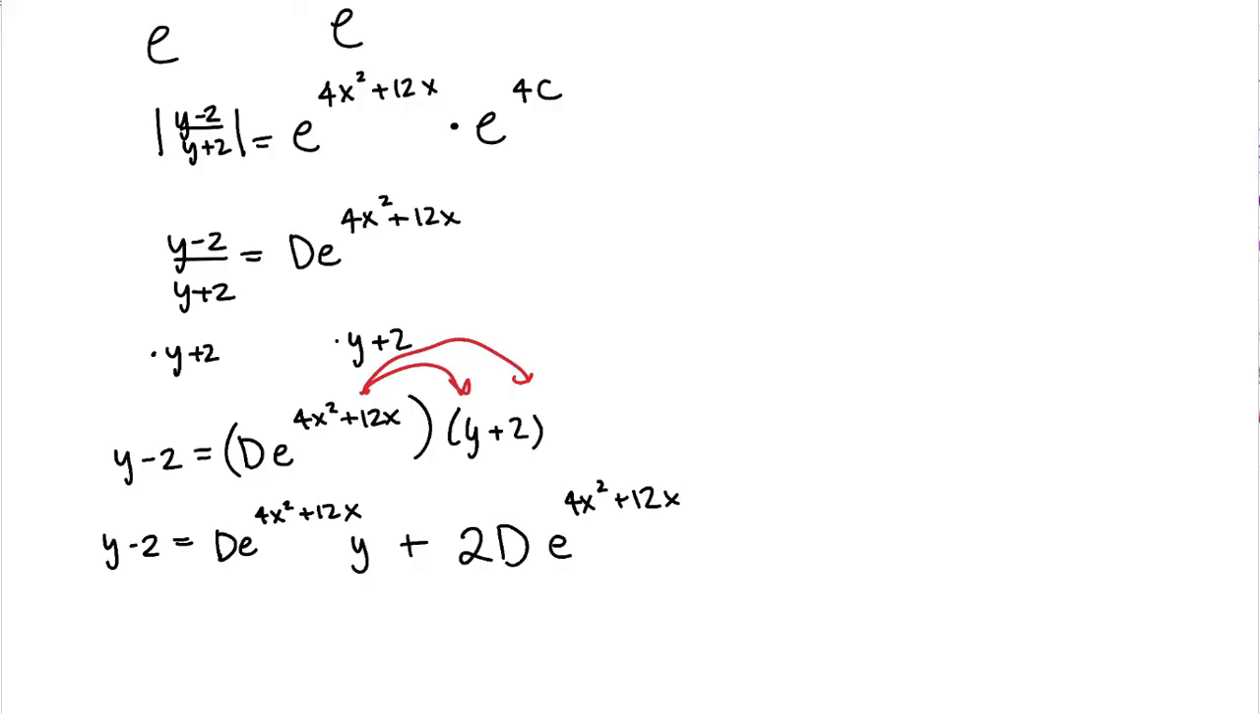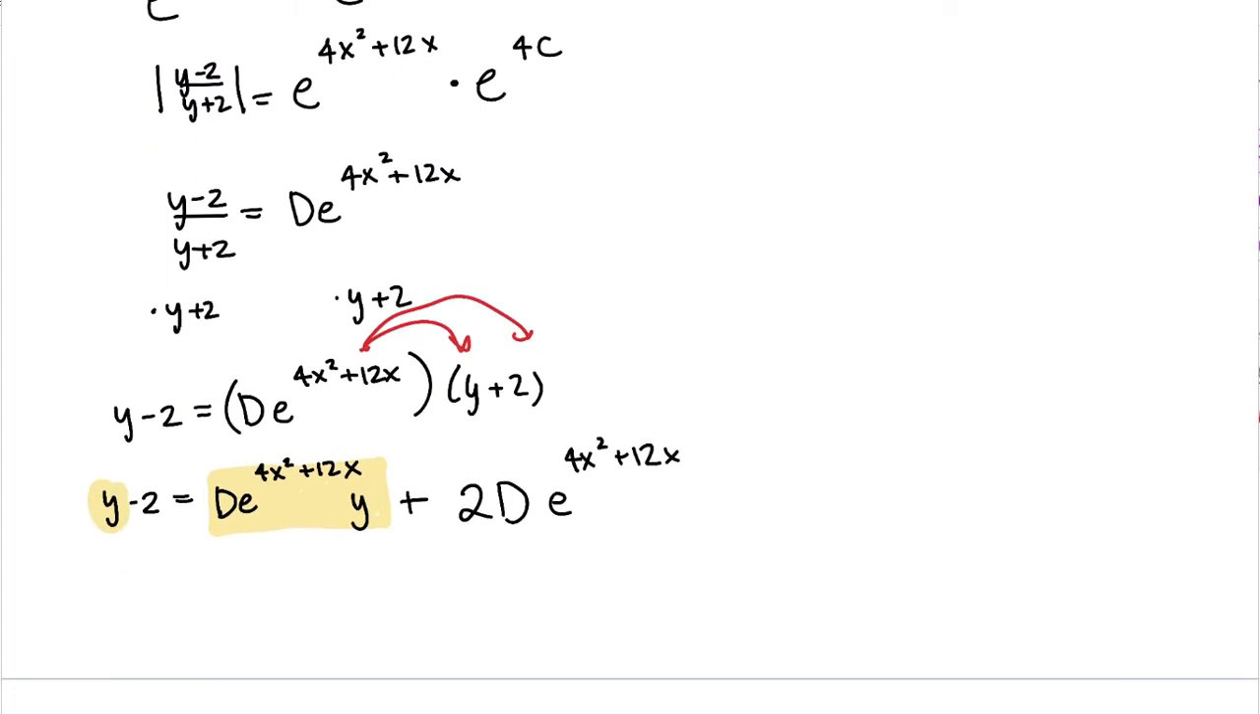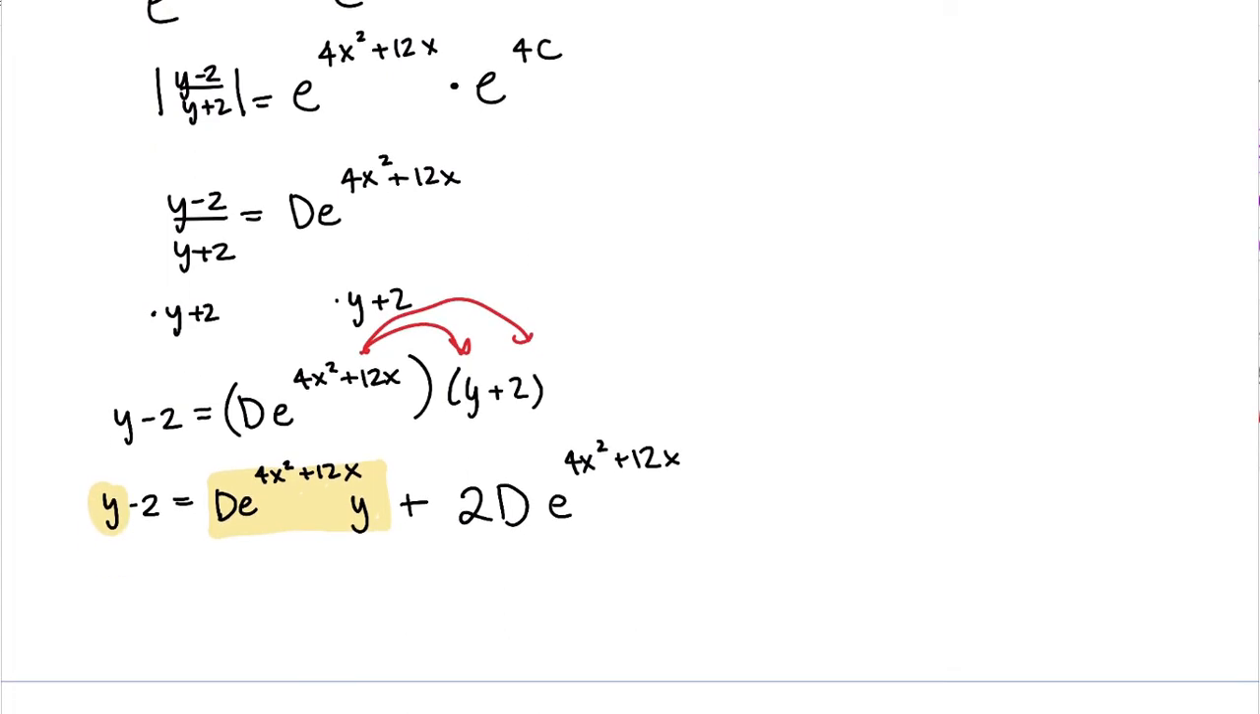And remembering how to algebra, right? How to solve this algebraically. I have a y term on the right side, and I have a y term on the left side. I need them on the same side as each other. So I'm going to go ahead and subtract; we'll put the y's on the left. So I have y minus d e to the 4x squared plus 12x times y. And I'm going to add the 2 to both sides. So I get 2d e to the 4x squared plus 12x plus 2.